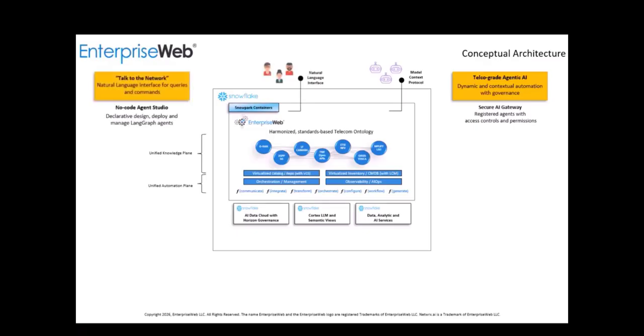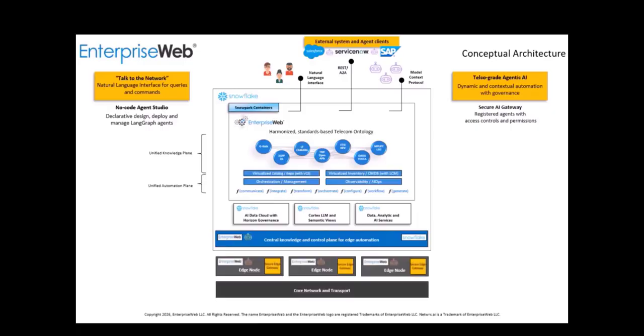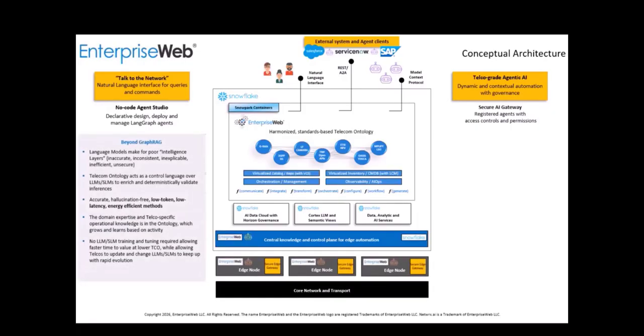So there's a secure AI gateway there for you. NLP is ready to use as soon as you start using it. So an NLP interface is part of it. So you can talk to the network, you can talk to your agents, you can talk to Snowflake, your data in Snowflake. And then also it supports your external systems and agent clients. Whether you work with ServiceNow or anybody, SAP, Salesforce, so we're bridging IT and OT. And then we sort of expose that to edge nodes over the network, right?